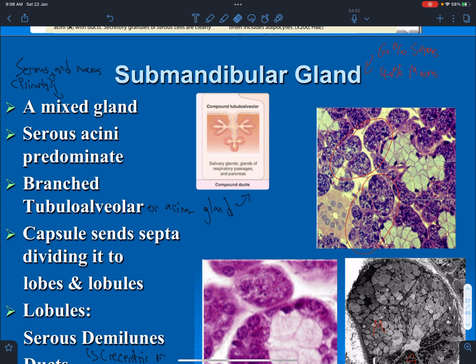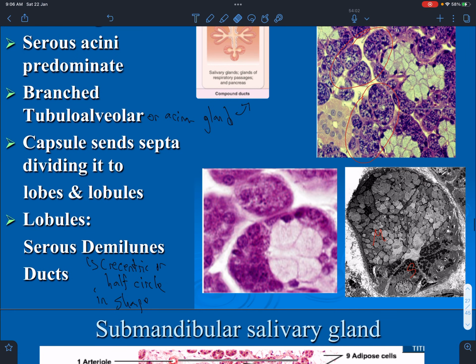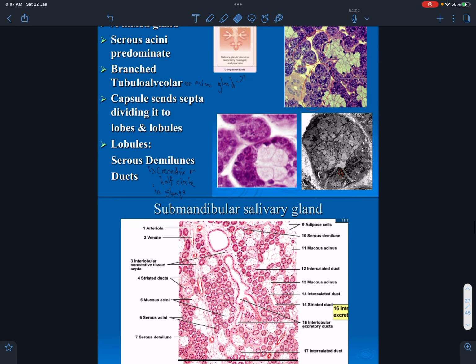But which one has more serous acini? They predominate. And we could say, in that case, instead of saying serous and mucus, we're going to say serous demilunes. Okay? With the same ducts as we mentioned. Here are the serous demilunes, like we said. Here are the serous acini covering the mucus. Here's another picture. Here's your serous acini, and this is your mucus, pale stained under electron microscope. So that's pretty much it for the submandibular, and that's pretty much it for the sublingual as well.